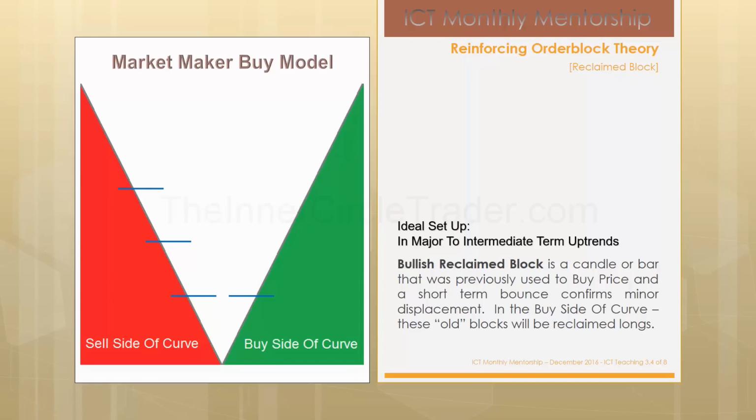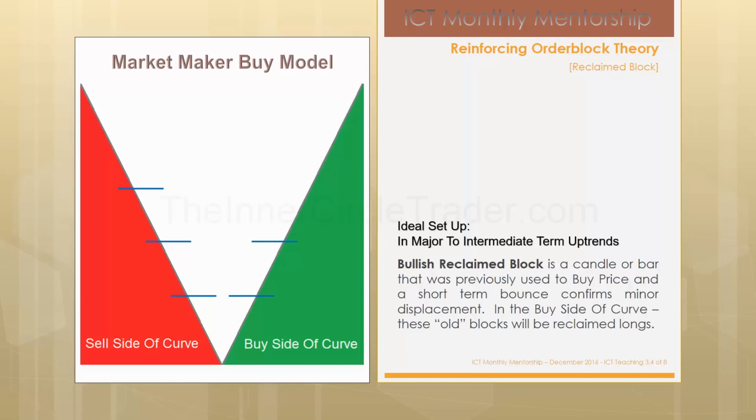Every time there was a bullish order block that was created on the major price swing going lower, and it saw a little bit of a minor movement higher, that has indicated that there was hedging going on. That down candle is what we're going to be looking to reclaim, or watch price recapitalize that old order block, now that we're on the buy side of the curve.